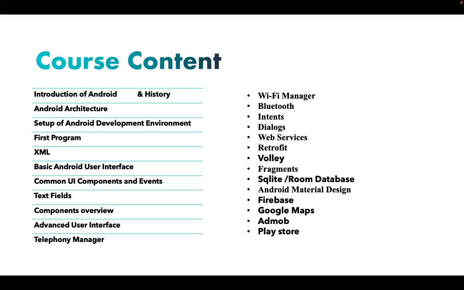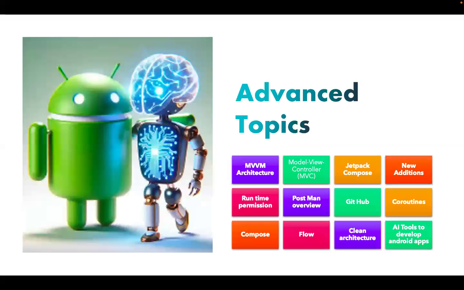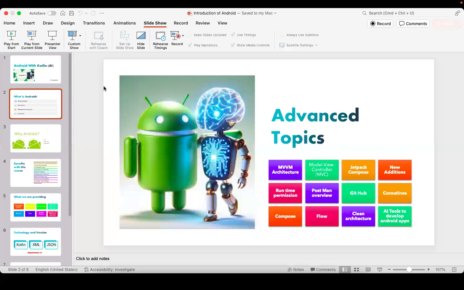Next are the ads. We'll discuss how to add them and how to upload apps into the Play Store. After that, some of the advanced things we'll discuss here: MVVM architecture, MVC architecture, Jetpack Compose, and runtime permissions. Next, Postman, like how to use it to check the API, and GitHub, coroutines, Compose, Flow, clean architecture, AI tools for Android development. These all we are going to discuss in these 45 days.